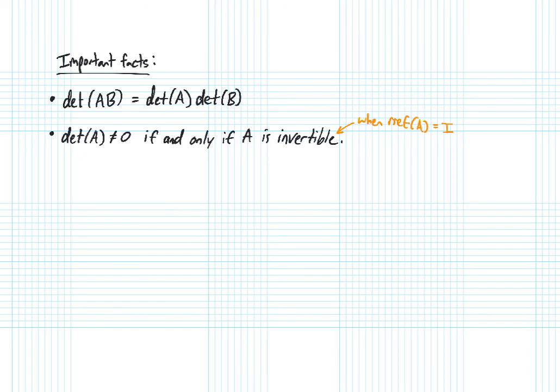But basically, to summarize, if you know how to compute determinants in 2 ways, using row operations and using the cofactor expansion method, and if you remember these important facts, then that's basically everything you need to know about determinants.